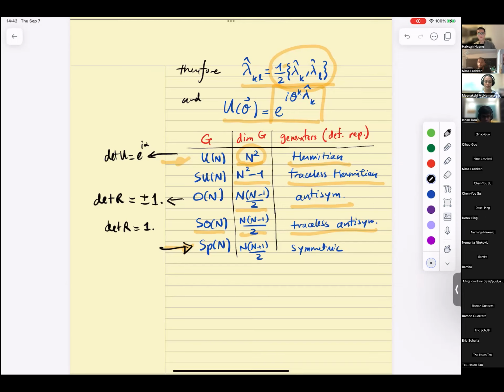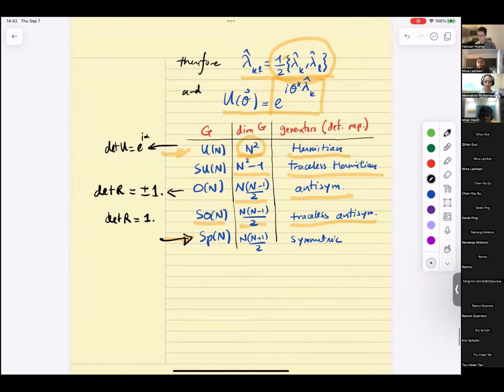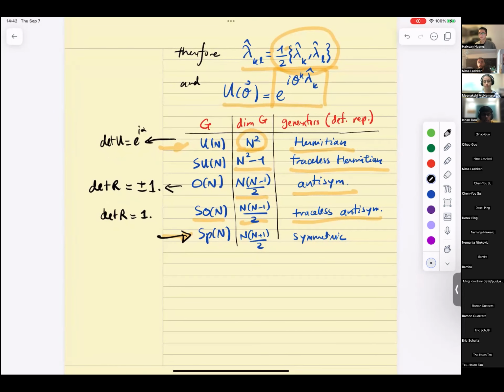All right, any questions? So the difference between O(N) and SO(N) is that O(N) has two disconnected copies of SO(N), and we just select one of them, so to say. Yeah. Okay.